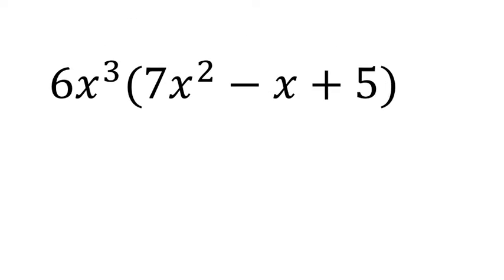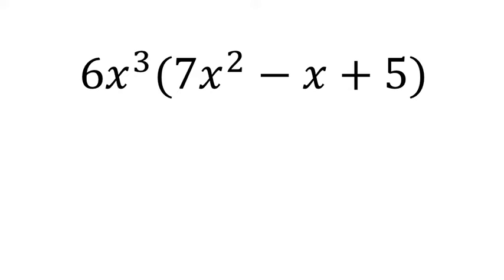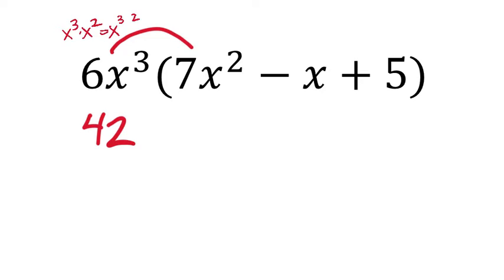All right, for something like this, we're just looking to distribute directly this 6x to the power of 3, okay? So I got, right there, I see 6 times 7, which is 42. But then you may look at that x to the power of 3 times x to the power of 2. Really, all we're going to do is take those two exponents and just add them together. Okay, so that ends up being x to the power of 3 plus 2 is 5.